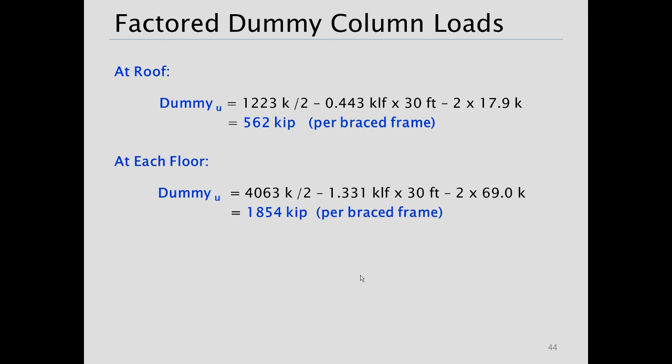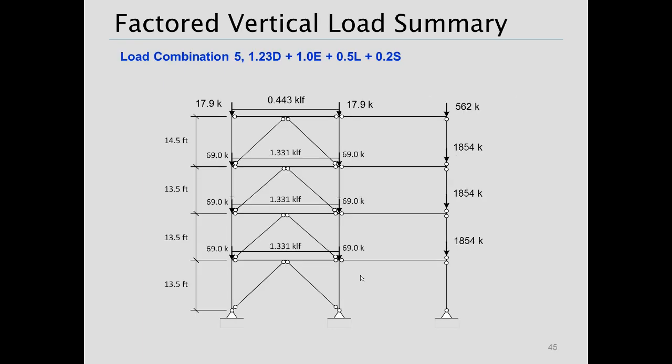And then also at each floor level, we would take the total load that is being stabilized by the brace frame, 4063 over 2. Again, minus 1.331 is our distributed load on the spandrels of our brace frame, 30 foot long. And then we've got two 69 kip loads that are concentrated loads applied directly to the columns at each floor level in our braced frame. And so the total dummy column load that we need to handle all the rest of the gravity loads that we're stabilizing by each of the brace frames is 1,854 kips.